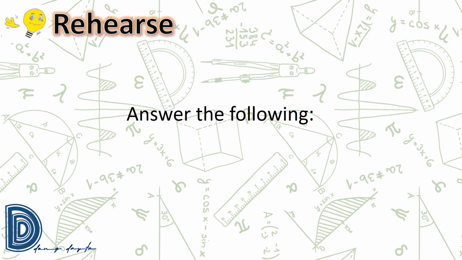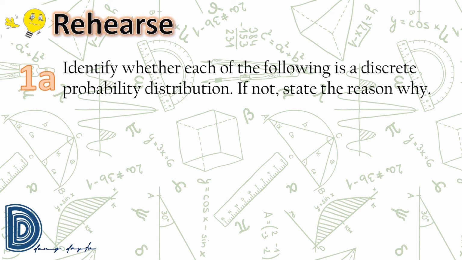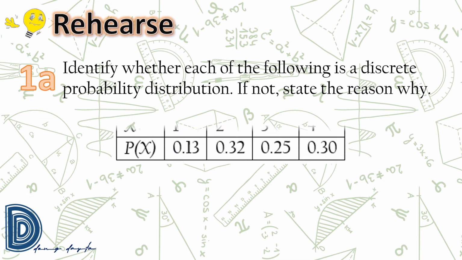Let us have some practice exercises. In the practice exercises, you will be given 15 seconds to answer the problem. If you need more time, you may pause the video and then play again to check whether your answer is correct. Let us begin. Identify whether each of the following is a discrete probability distribution. If not, state the reason why. Number 1, go.